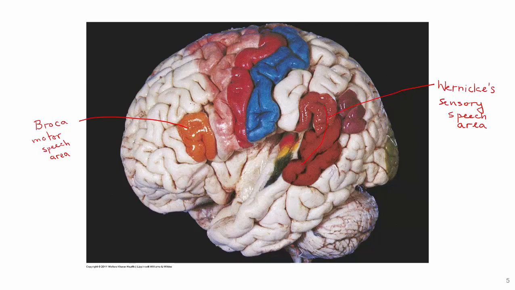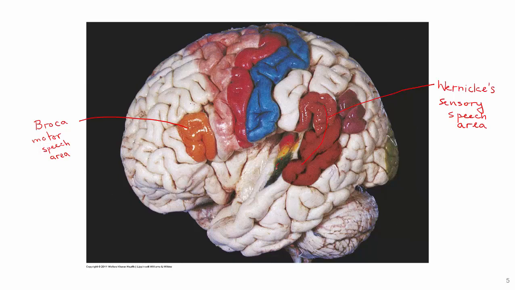And then they can also string together meaningless words that sound like a sentence but don't make sense. So in other words, they can articulate the words, but the words don't have any meaning because the Wernicke sensory speech area has been affected. They can't put it into context. They string together words, but it doesn't make any sense.